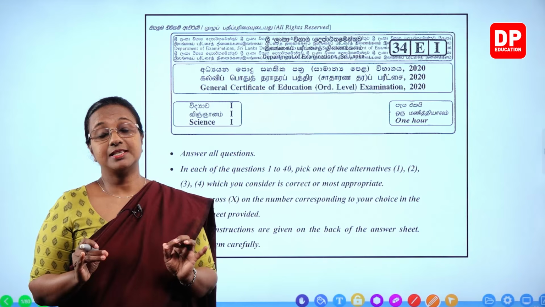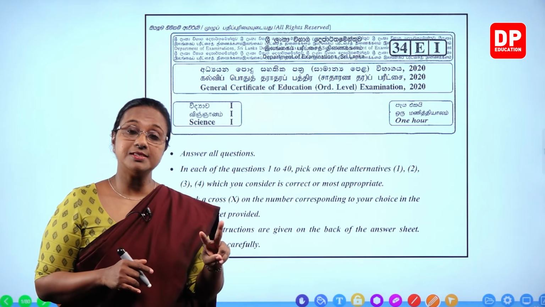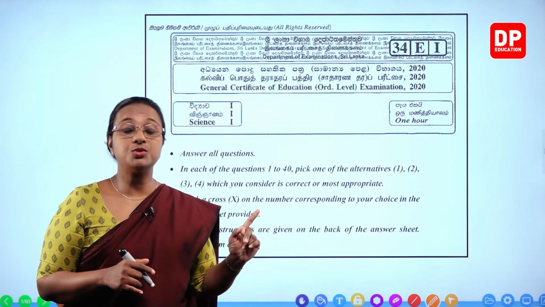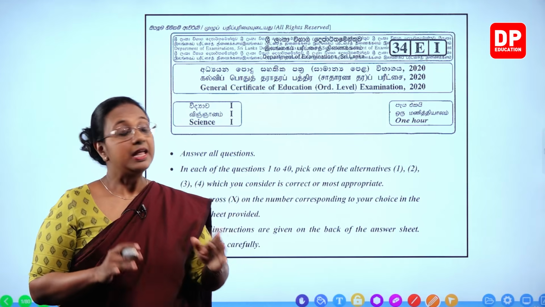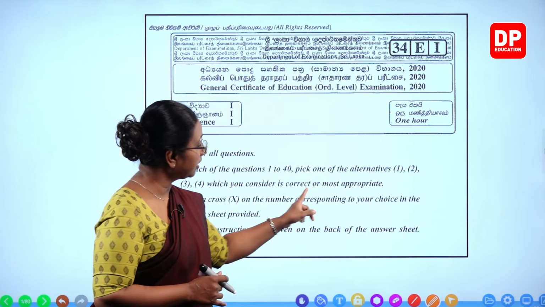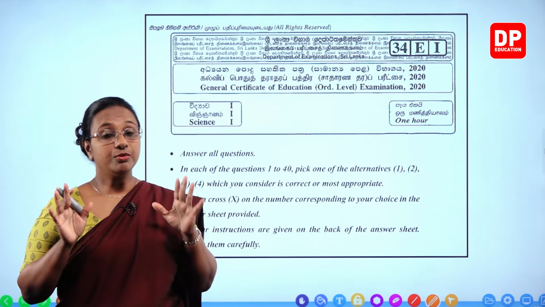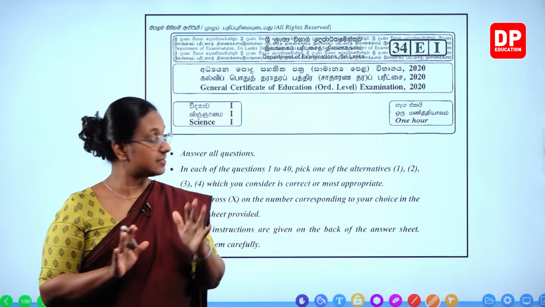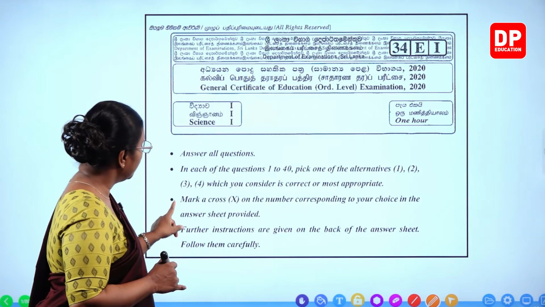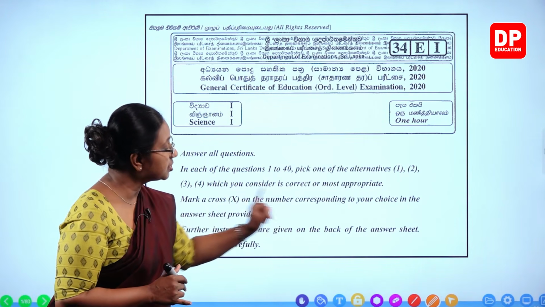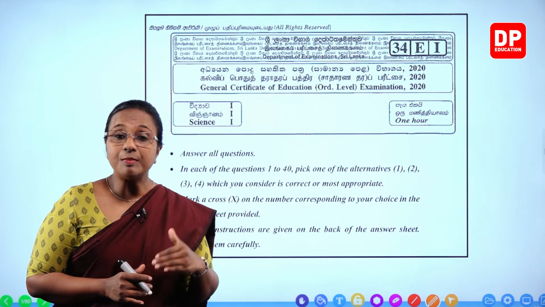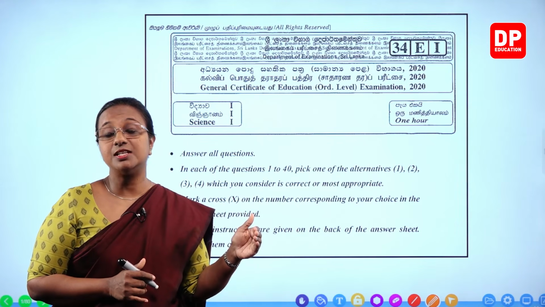But there are instances where you can have 2 answers which are correct, but out of the 2, one would be more suitable for that particular question. Then you have to select the most appropriate answer. That is why they say correct or most appropriate answer. So you read the question carefully, you select the answer from the answers 1, 2, 3 or 4, and then you mark a cross on the number corresponding to your choice in the answer sheet provided.